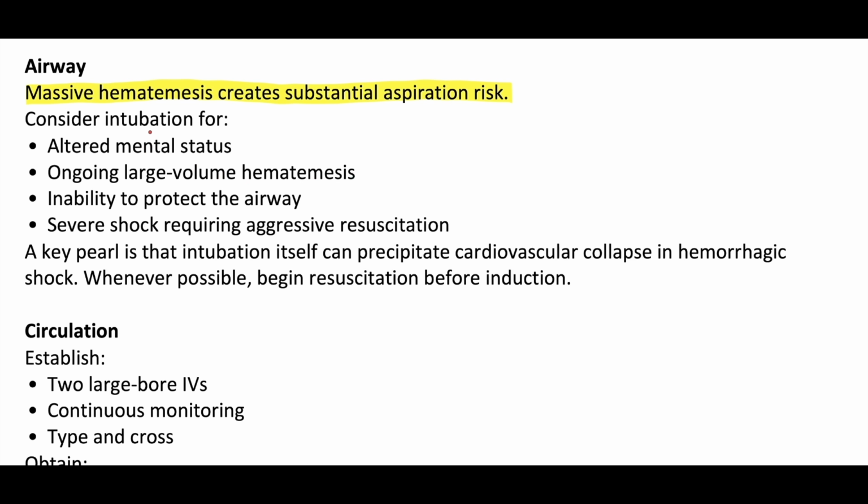And many of these patients need to be intubated, right? They're so altered, they got large volume hematemesis, they can't protect their airway, etc. But you got to be very careful because the intubation itself causes hemodynamic changes, and this can precipitate cardiovascular collapse and hemorrhagic shock. So you really should aggressively resuscitate these patients before or while taking their airway.